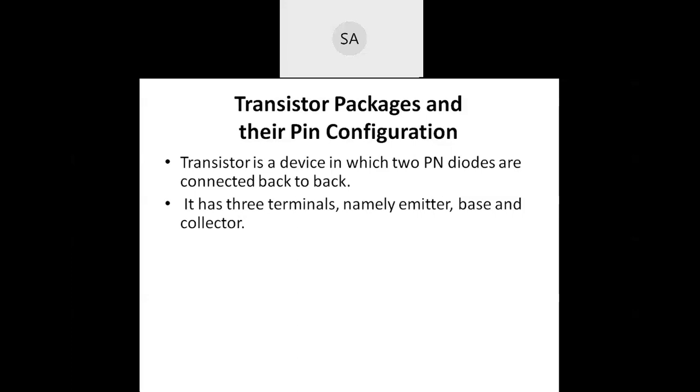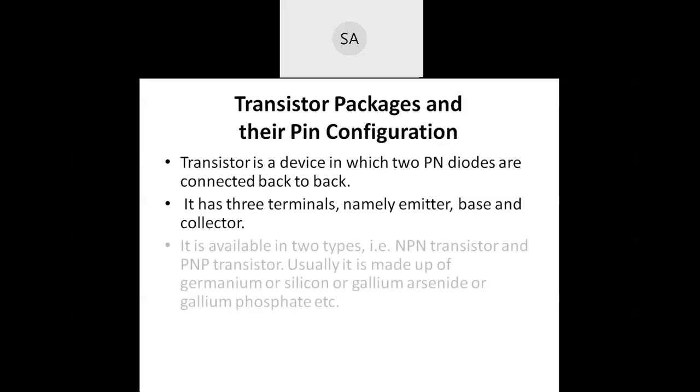The emitter is heavily doped, the base is lightly doped, and the collector is moderately doped. The emitter area is moderate, the base is thin, and the collector area is large. The emitter emits the majority charge carriers, and the collector collects the majority charge carriers emitted by the emitter. In the base, some majority charge carriers recombine, and the excess carriers go towards the collector. These are the topics we discussed about the transistor.